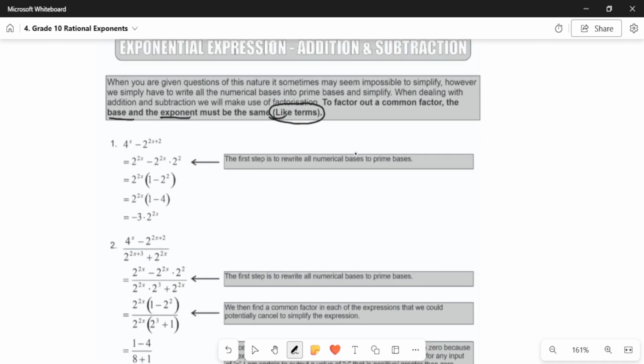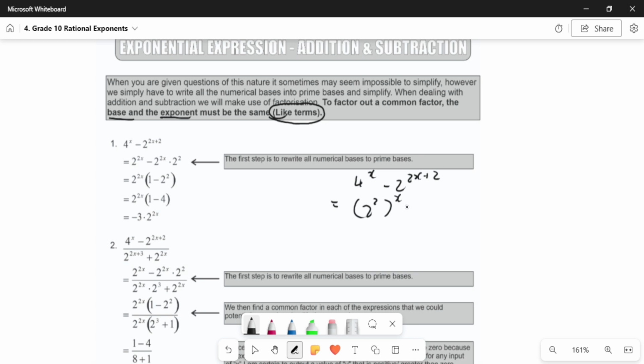So let's look at this question here. All right, so let's do this. 4 to the power x minus 2 to the power 2x plus 2. So the first step is to convert. So it'll be 2 to the power 2, raised to the power x, minus 2 to the power 2x plus 2. Then distribute. This will give you 2 to the power 2x minus 2 to the power 2x plus 2. Then we separate. So there'll be 2 to the power 2x minus 2 to the power 2x times 2 squared.